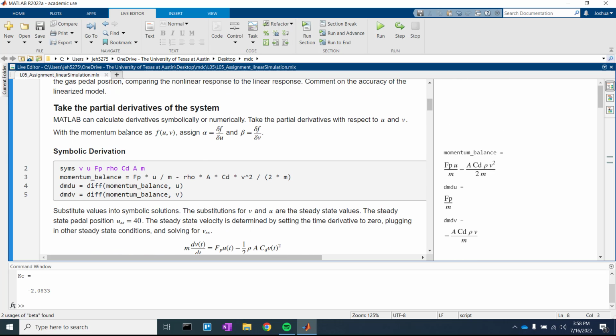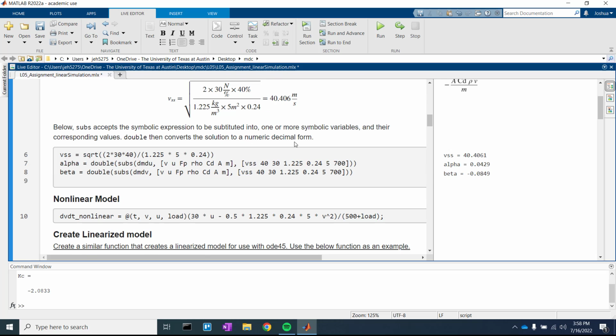So I'll go ahead and evaluate at the steady state values. We'll make this a little bit clearer.